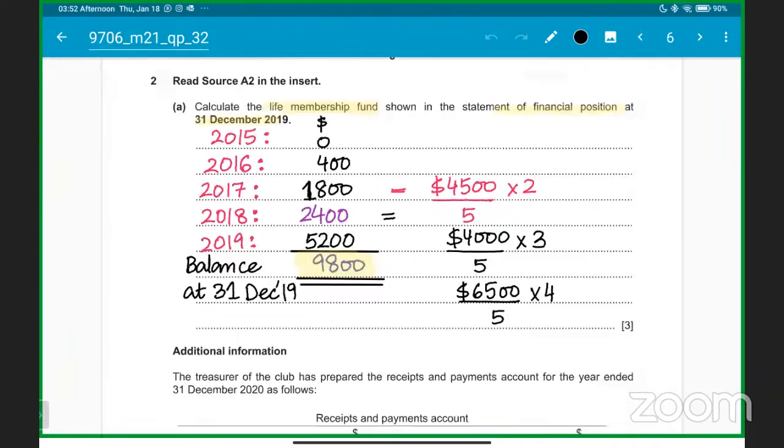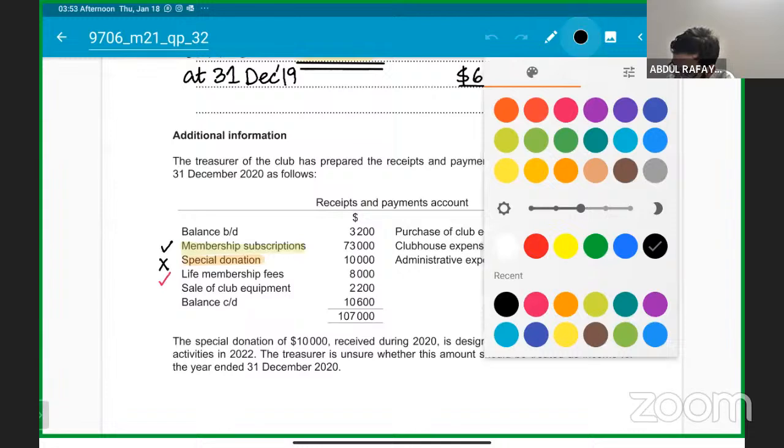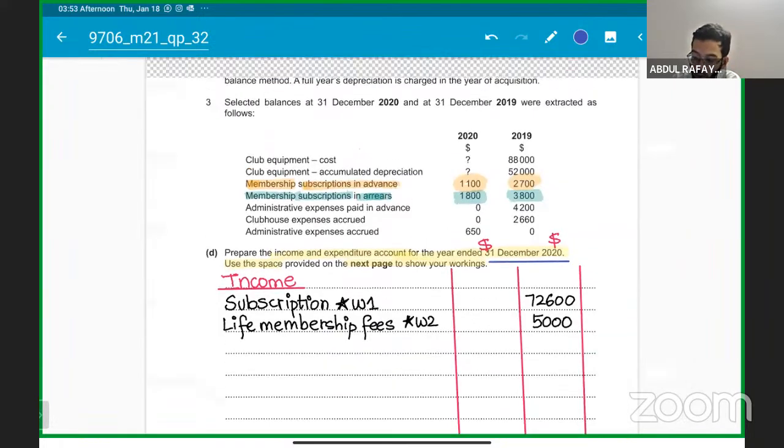Everyone getting it? Clear students? उसके बाद नेक्स्ट क्या है? Life membership is done and then you have made a sale as well. You have done a sale of the office club equipment, students. You have done a sale of the club equipment for $2,200. So we need to see whether we have made a gain on it or loss on it.